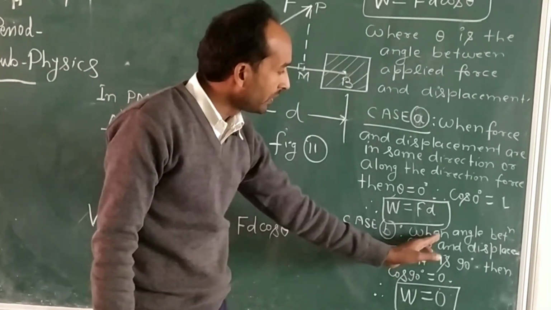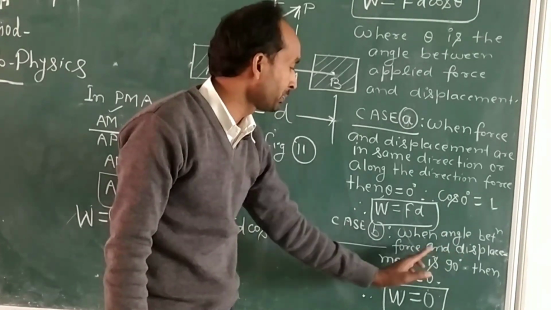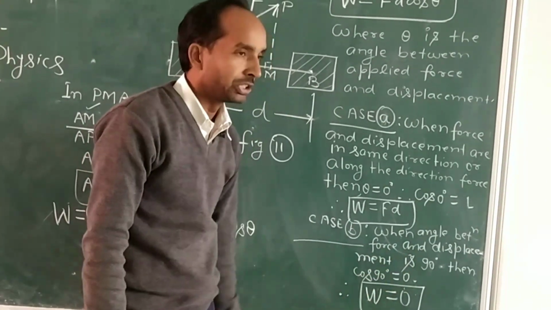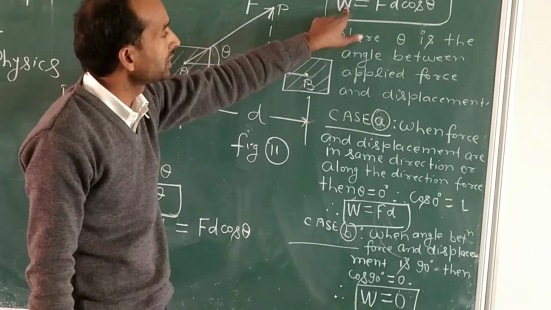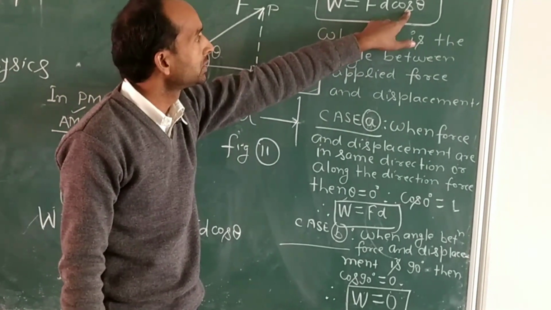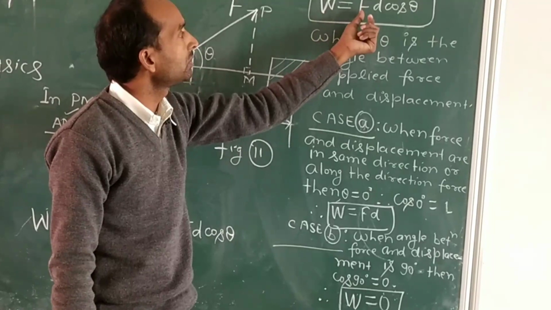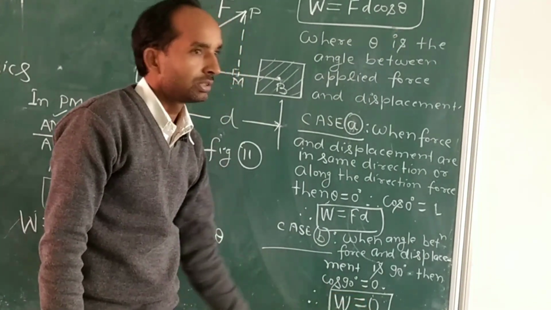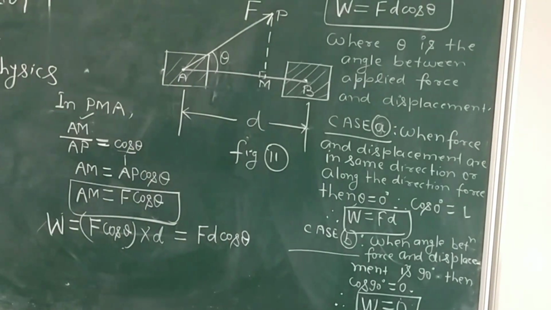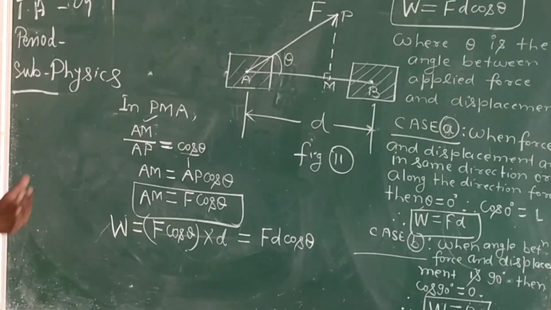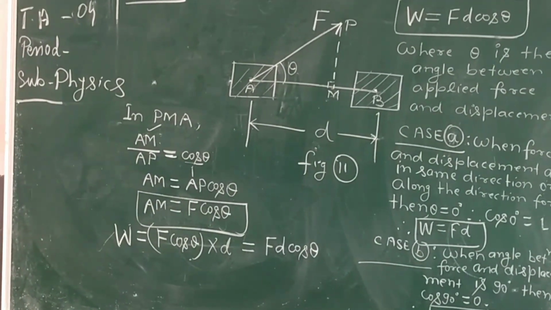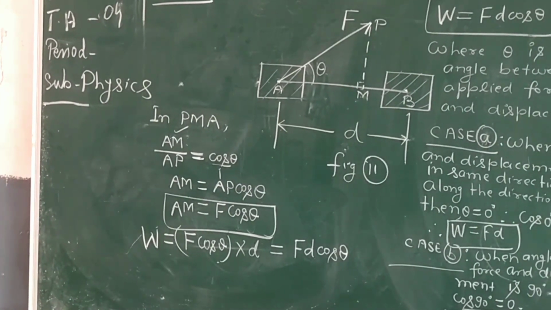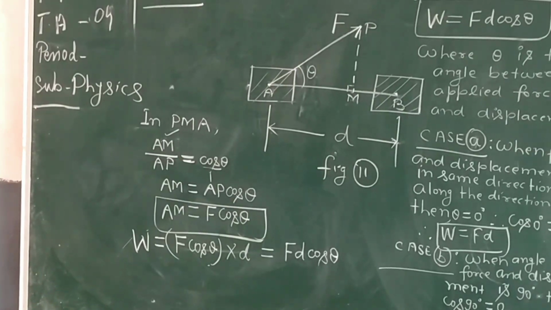Case B: when the angle between force and displacement is 90 degrees, then cos 90 is 0. Therefore, putting the value of cos theta as 0, we get W equals F into d into 0, which comes to W equals 0. That means when the angle between the force and displacement is 90 degrees, then work done will be 0.